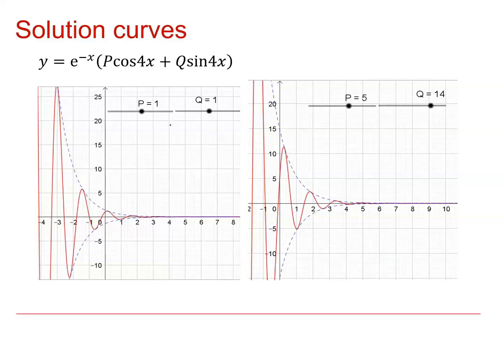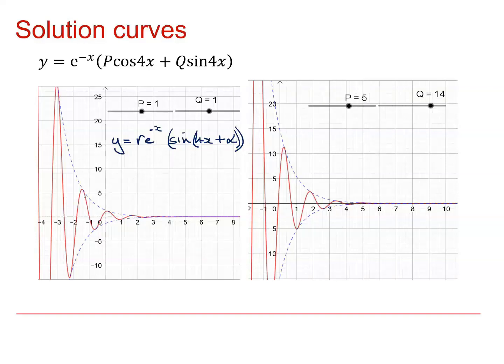Okay, so there's a plot of that function. Two different sets of values for P and Q, 1 and 1 here and 5 and 14 here. Very similar looking plots. And on the previous slide I suggested that actually this could be written as y is equal to R e to the minus x sin(4x plus alpha). And if I look at these two plots here, this curve, the blue dotted line, is actually R e to the minus x.